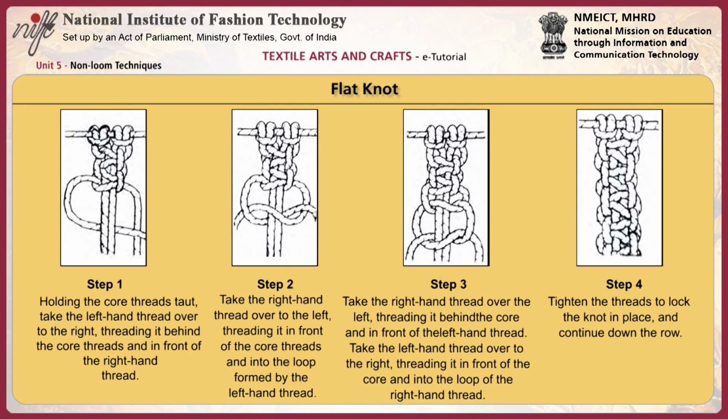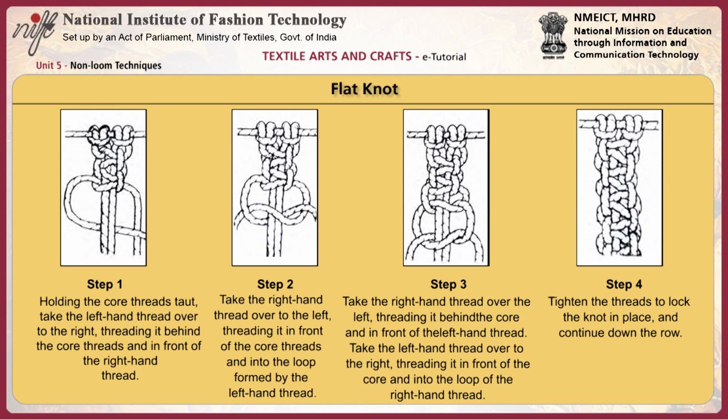Holding the core threads taut, take the left hand thread over to the right, threading it behind the core threads and in front of the right hand thread. Take the right thread over to the left, threading it in front of the core threads and into the loop formed by the left hand thread.